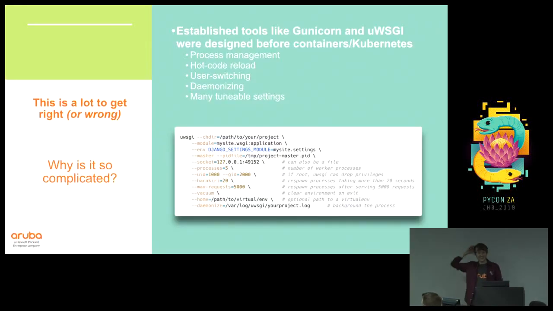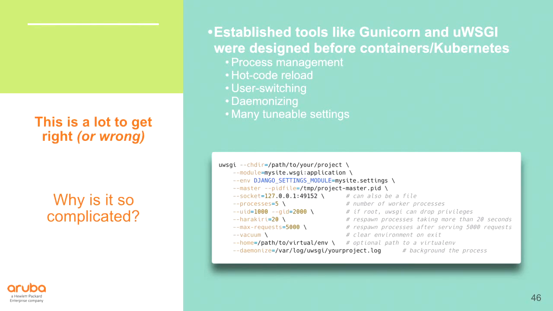And then, like I said, I just wanted to talk a little bit about the future of this. I think a lot of the complication with deploying these WSGI apps on Kubernetes is that these WSGI servers were just designed for a different time. They work well, but there is a lot to get right or maybe get wrong, and it's quite complicated. This code snippet is from the Django documentation on how to deploy your Django web app using WSGI, and those are a lot of options.